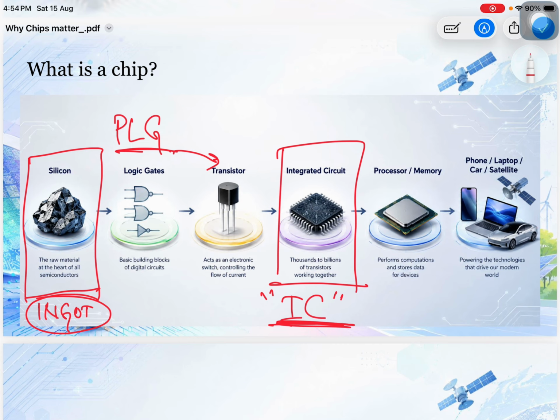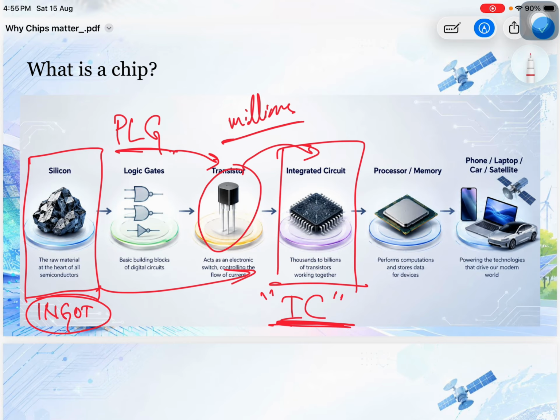The chip evolves into an IC, and in this IC, you can understand, there are millions of transistors. I am not saying thousands, I am saying millions. Millions of transistors actually make an IC, integrated circuit. This depends upon device to device. It need not be millions of transistors in every IC, but it depends on the device, and many ICs together make a proper processor.